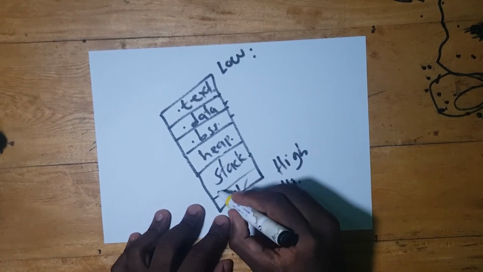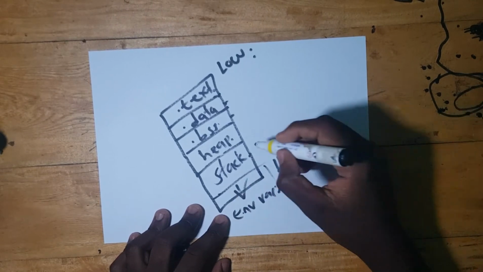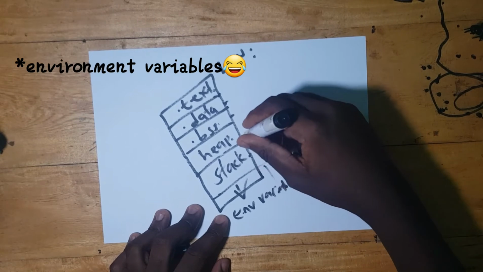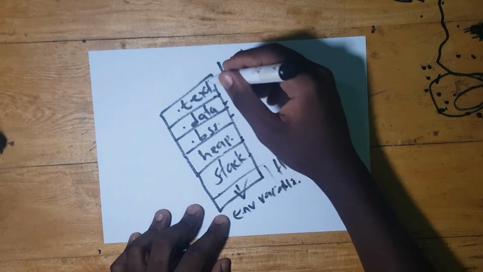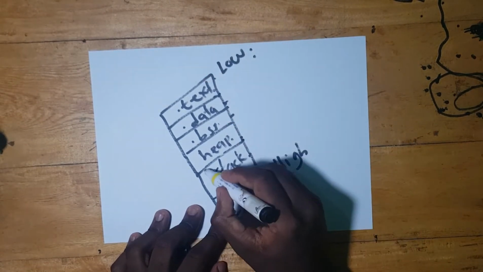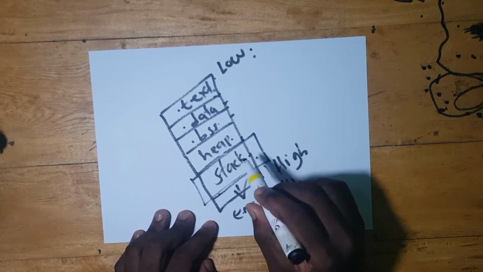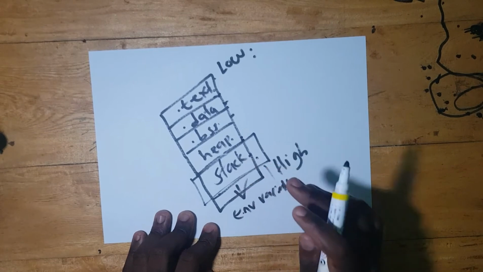But we're not really concerned about these environment variables, the heap, the BSS, data and text. We're not really concerned about this. We are concerned about this section, the stack, because this is where our buffer overflows are going to exist, the stack.